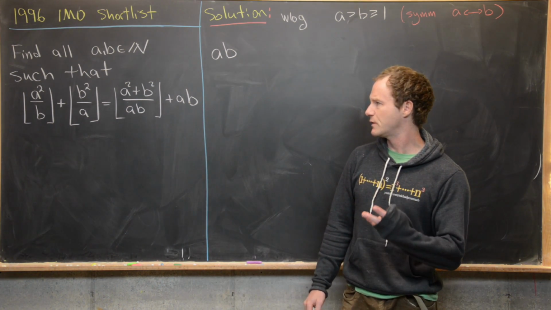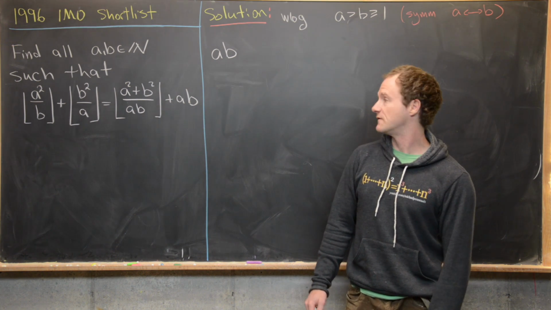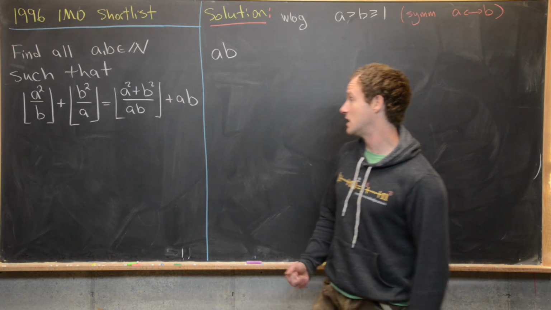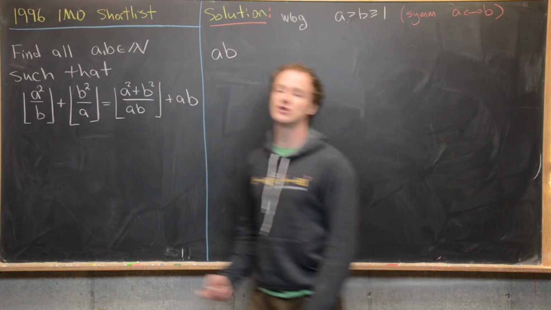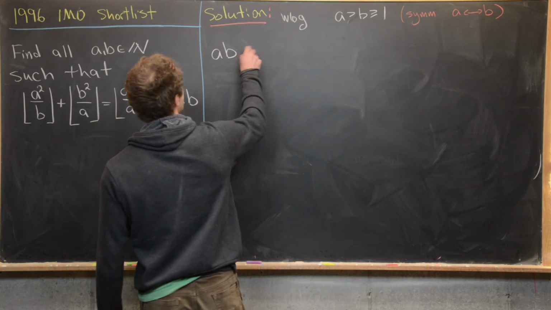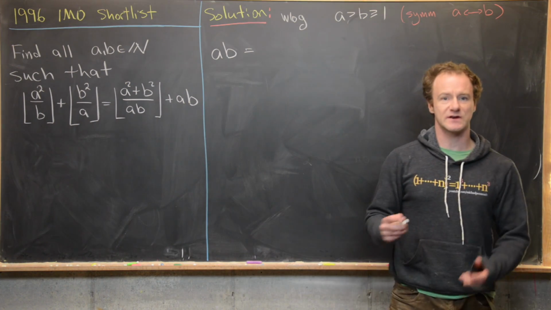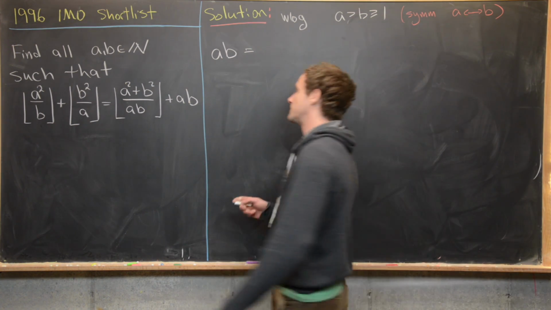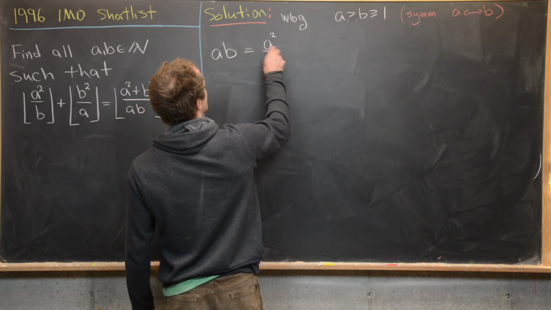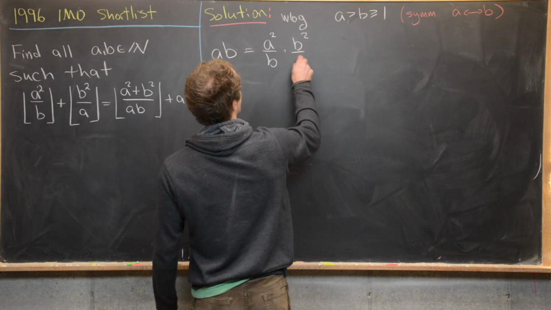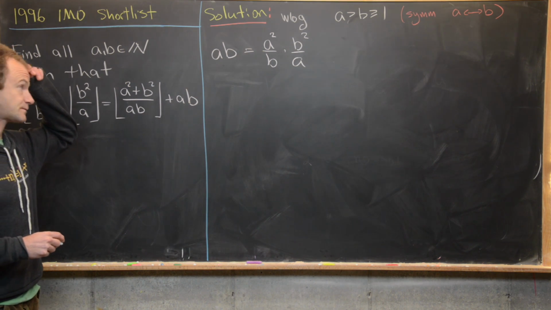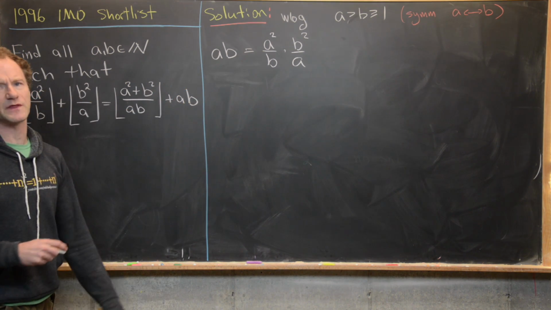Really, the question is, can we write this in terms of some stuff that is in the equation somewhere else? And we can. Notice if we take the product of these two things within the floor function, we get A times B. So let's write that down just without the floor function for a second and see if that helps us at all. A times B is the same thing as A squared over B times B squared over A, just by simple arithmetic simplification.